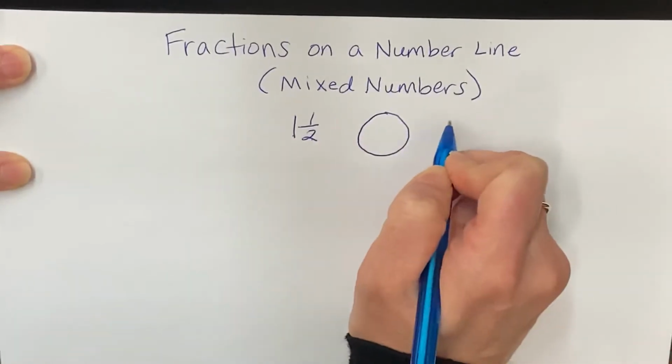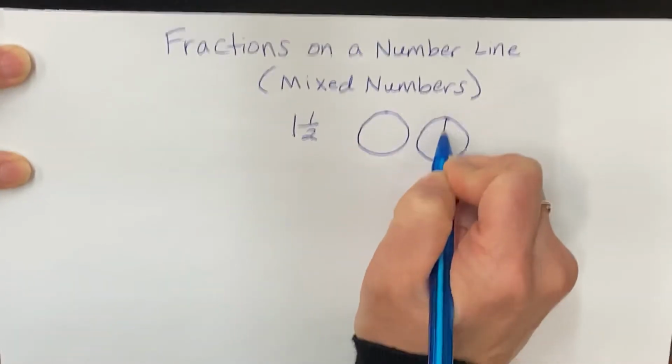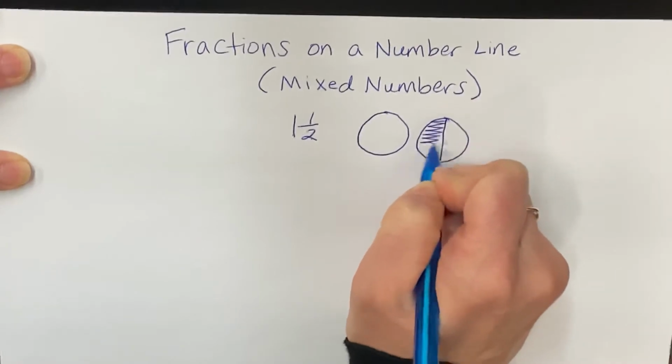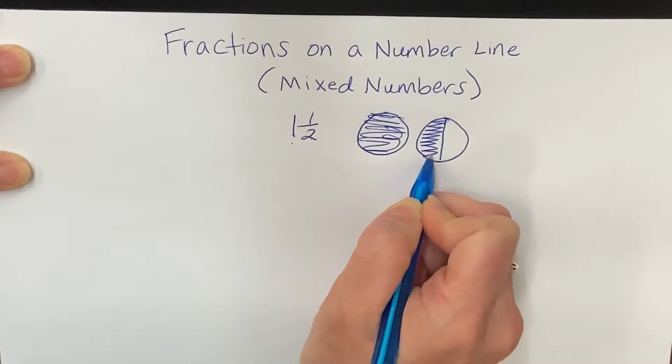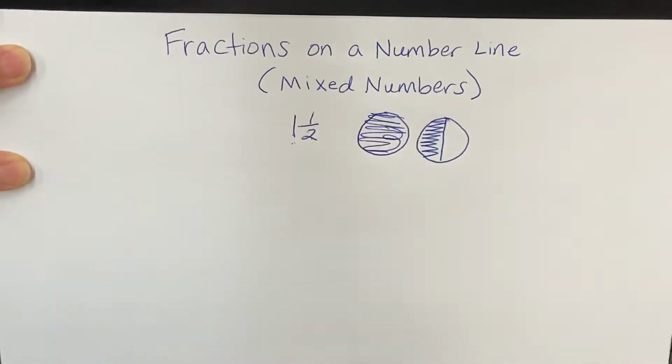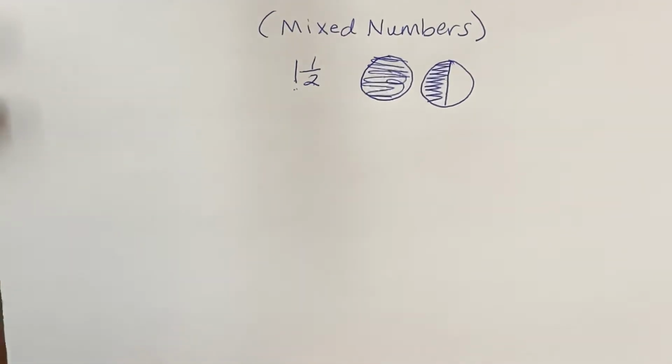One whole circle and just half of a circle. One whole circle and one half of a circle would be 1.5. So let's talk about how to do those on a number line.